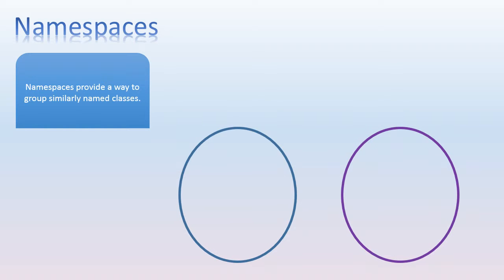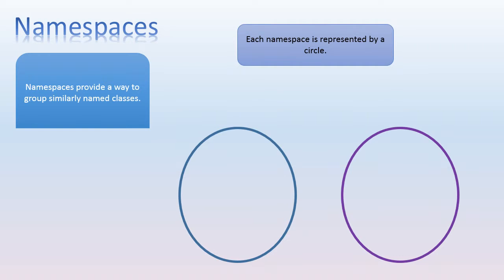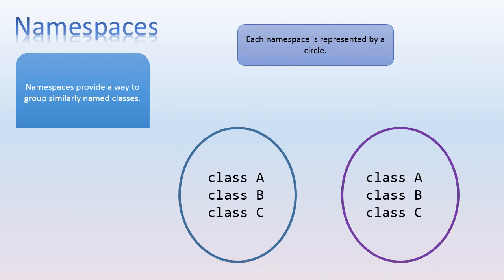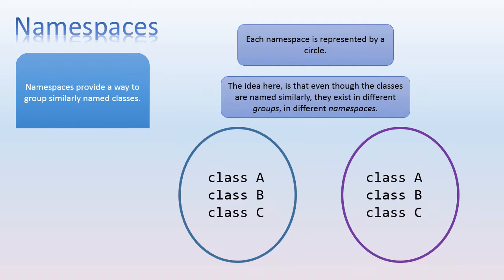Now let's start by showing two circles. Each one of these circles represents a namespace, conceptually of course. Inside each namespace we're going to place three classes, A, B, and C. Now each circle, though they have a similarly named class as the other one, they don't clash with each other. They're separate, and that's the idea of a namespace.